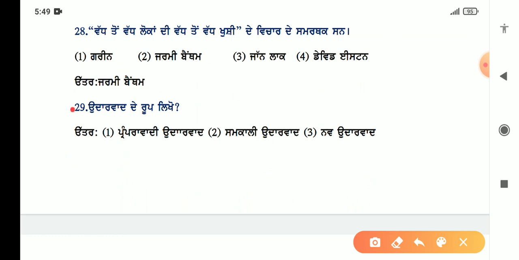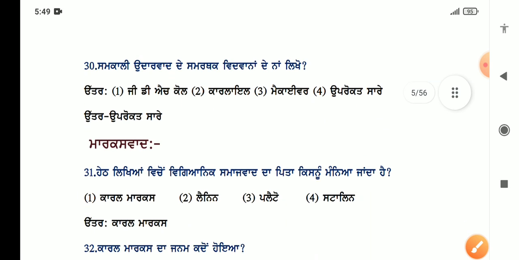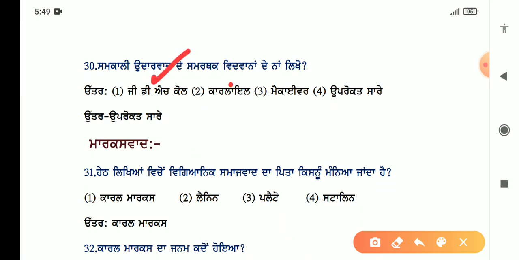Kinds of liberalism are traditional liberalism, modern liberalism, and neoliberalism. Supporters of modern liberalism are G.D.H. Cole, Carlyle, MacIver, all of the above. So the answer will be all of the above. This is the answer.